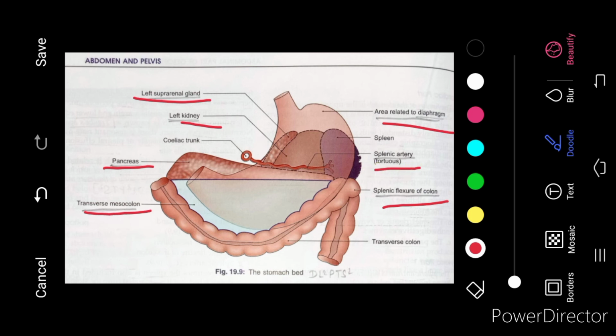And as we know that sometimes spleen is also included in the stomach bed, but it is separated from the stomach by the cavity of greater sac, and all other structures except spleen were separated from the stomach by the cavity of lesser sac.